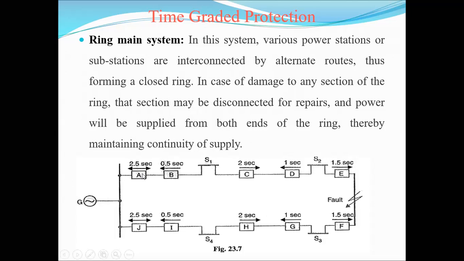This is the relay coil A, B between the generating station and substation 1. This is also relay coil B, and this is relay coil C, relay coil D, relay coil E, F, G, H, I, J. We use a number of relays in the ring main distribution system. Suppose a fault occurs at that point, what is the direction of the supply current?